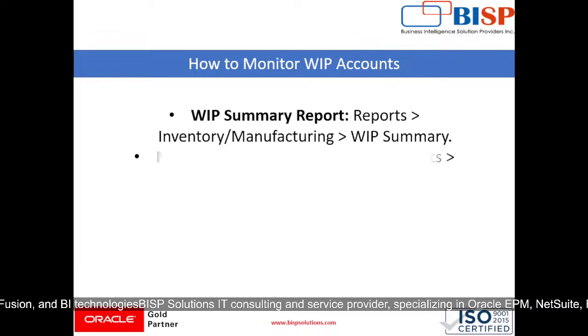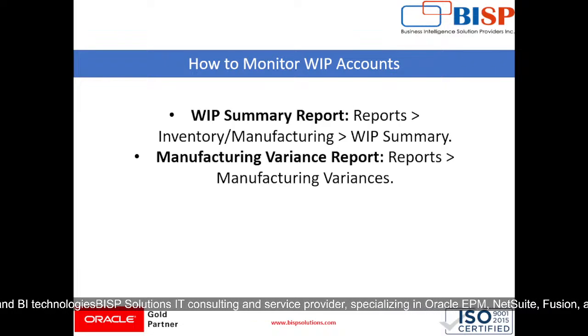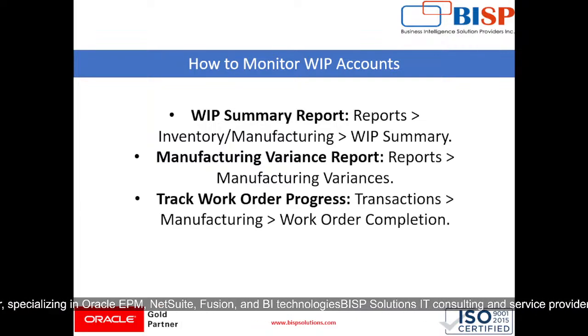So how can we monitor WIP accounts? We have to navigate to reports. Under reports, inventory or manufacturing is there. Then we have to click on WIP summary. After that, the manufacturing variance report. Under reports we have to go to manufacturing variances. Then for tracking work order progress, under transactions we get manufacturing. Under manufacturing, work order completion is there.